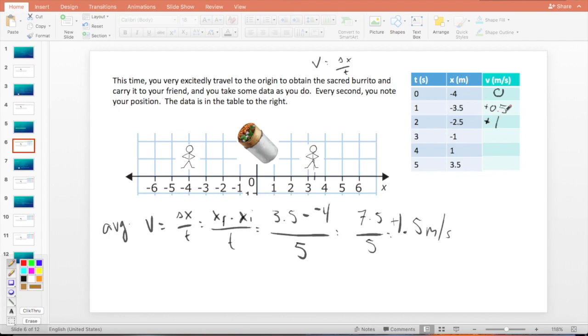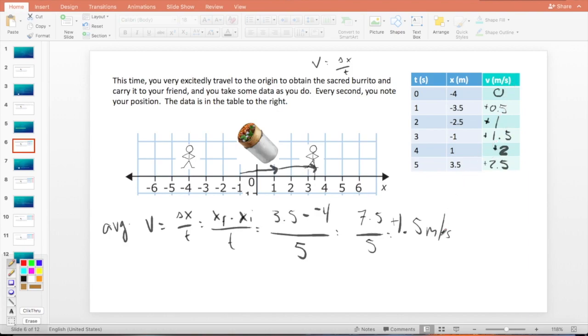Oh, look at that. You are speeding up. You must be excited. Positive 1.5. Oh my, you've sped up again. From -1 to 1, that's a delta x of 2. That took you 1 second, so that's going to be +2 for the velocity. And then it looks like you go from 1 to 3.5, and that takes you 1 second. That's going to be +2.5. Oh my, look at that. You have been speeding up the entire time.